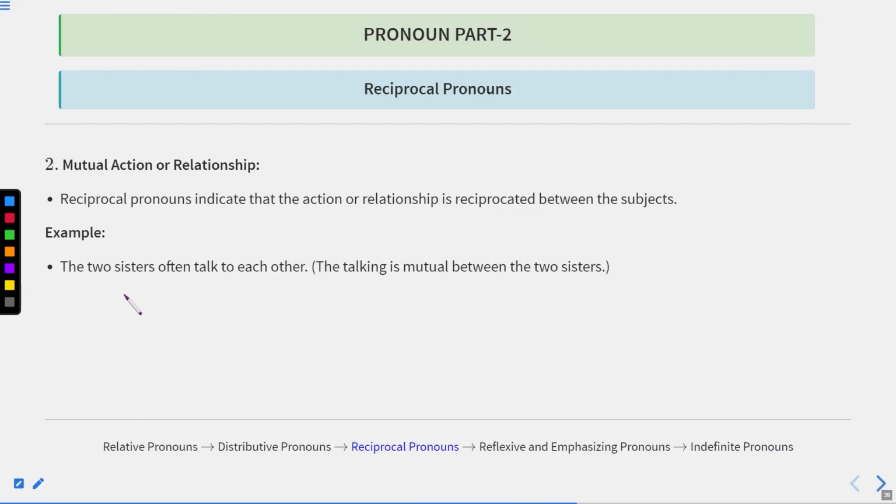Now, mutual action or relationship. Reciprocal pronouns indicate the action or relationship is reciprocated between these subjects. The two sisters often talk to each other. The talking is mutual between the two sisters. It means the action is actually reciprocated between the two. It means one has the reverse reaction of another. Okay, so both the persons will be involved in the same action.